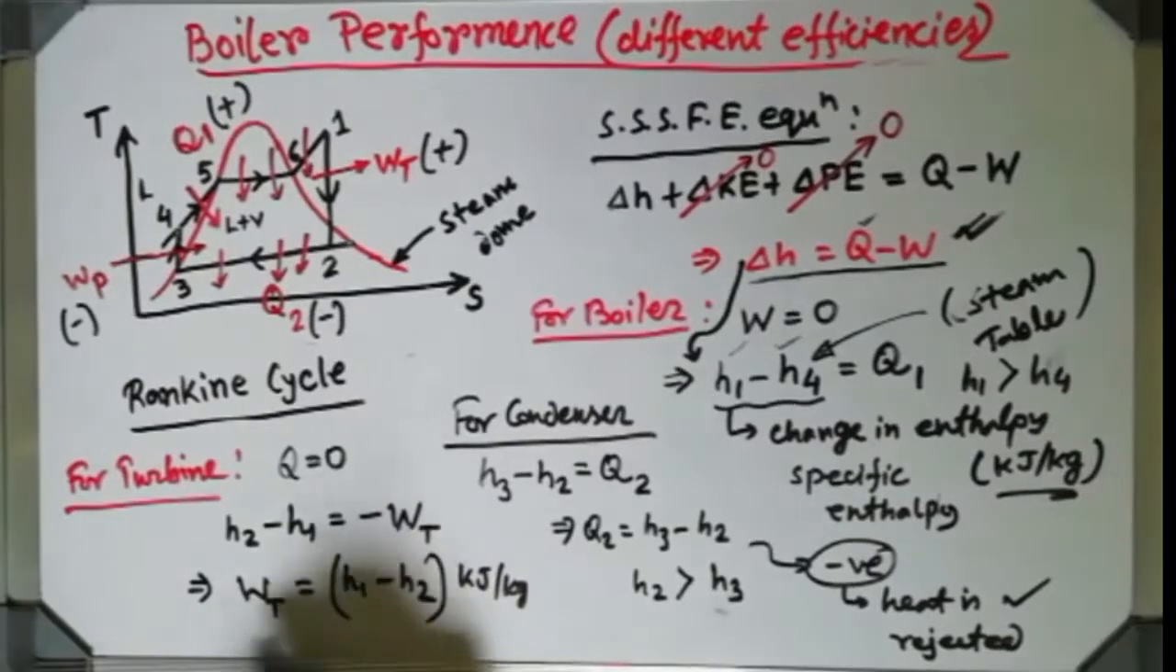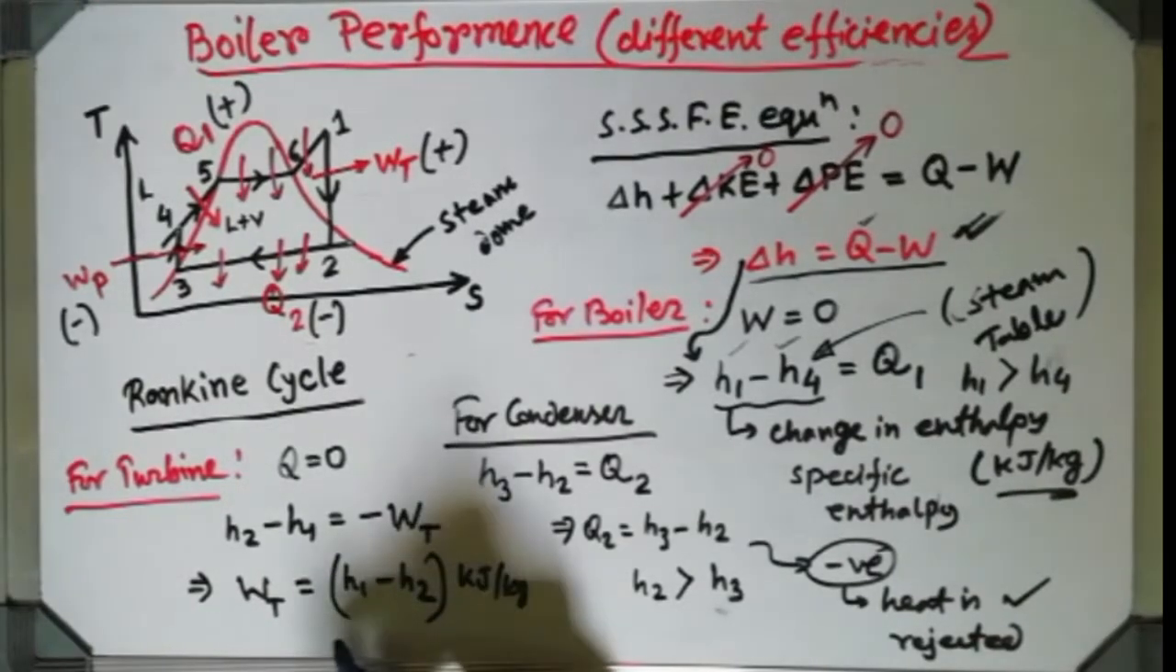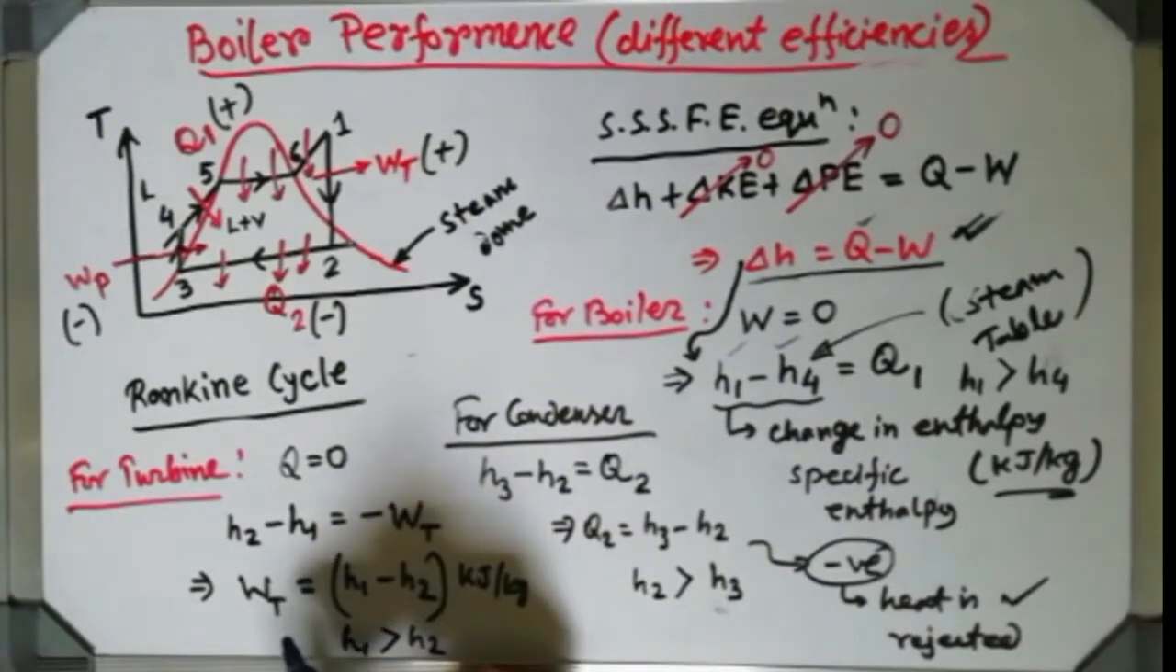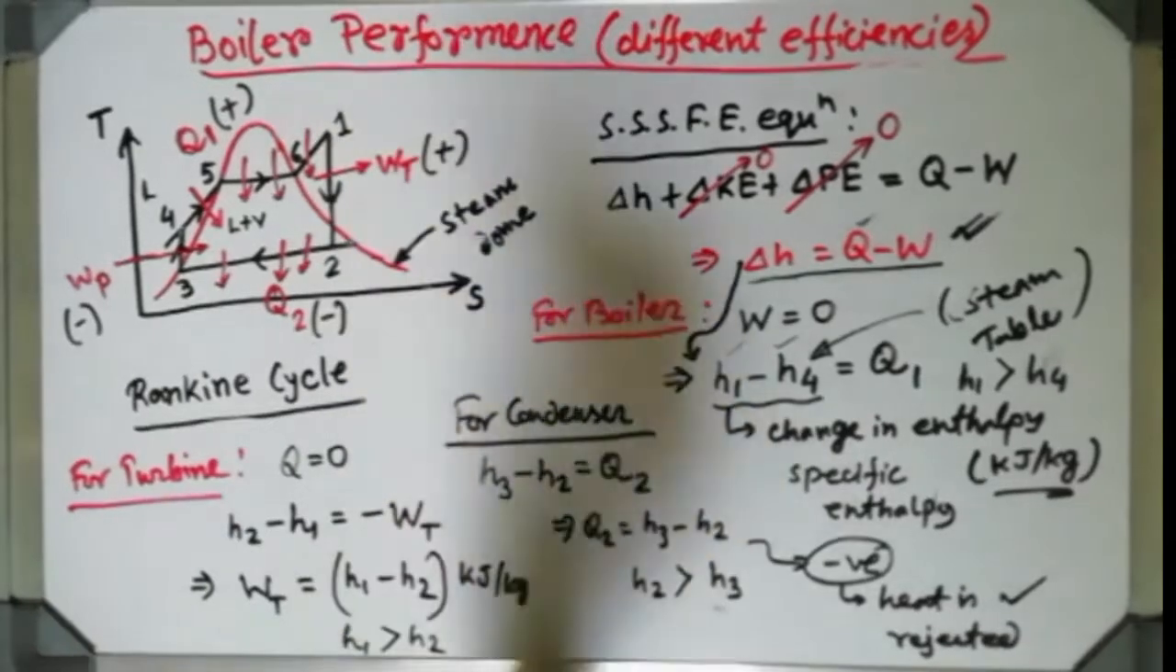Understood? Similarly, in the case of the turbine also, you will find that the H1 value will be greater than the H2 value. So it will give you a positive value. That means work is produced by the turbine.